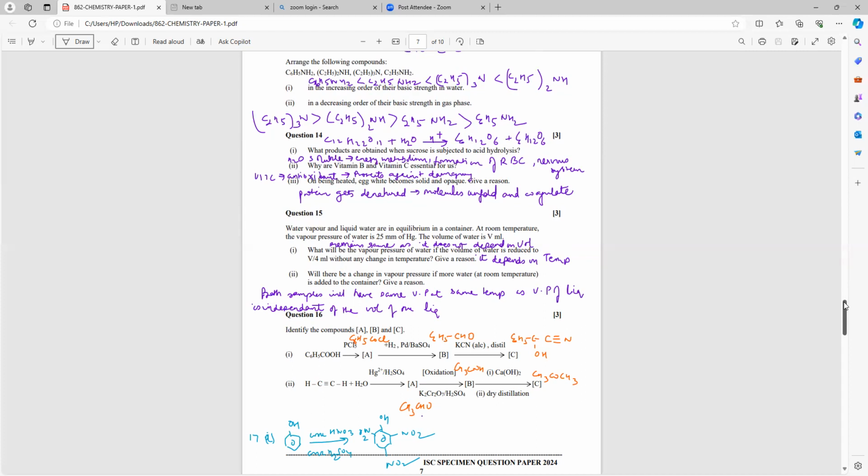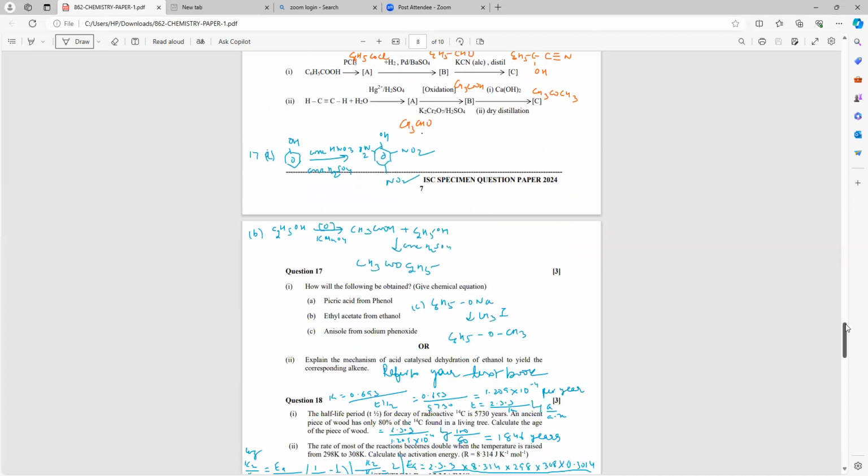Question number 16, identify the compounds A, B, and C. These cover the chemical properties of, in the first case, benzoic acid, and in the second case, ethyne. So, in the first case, A is benzoyl chloride, B is benzaldehyde, and C is C6H5CH(OH)C≡N. Then in the second case, A is CH3CHO, B is CH3CH(OH)..., and C is CH3COCH3.